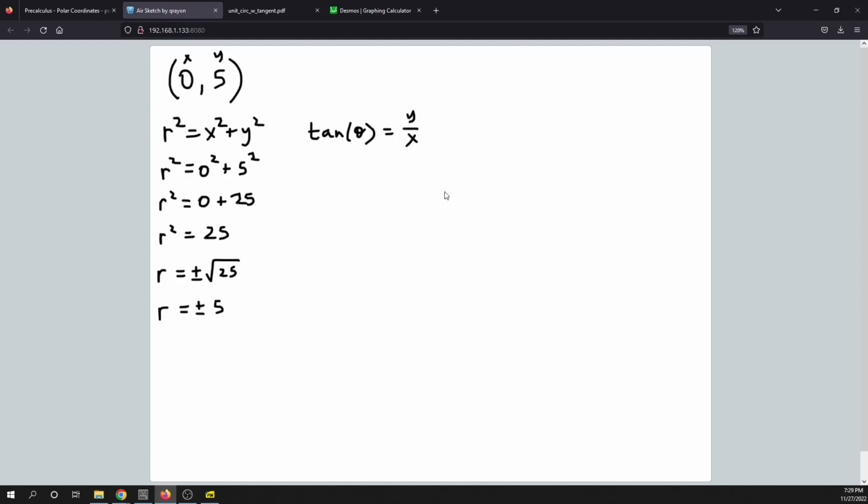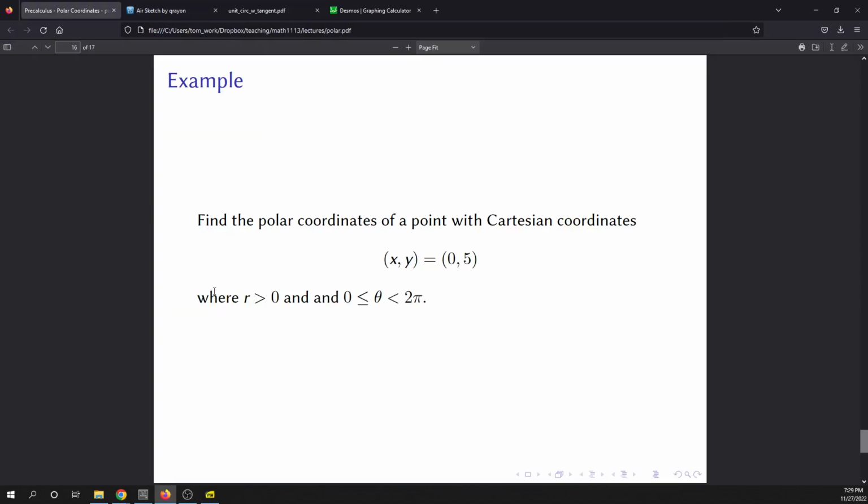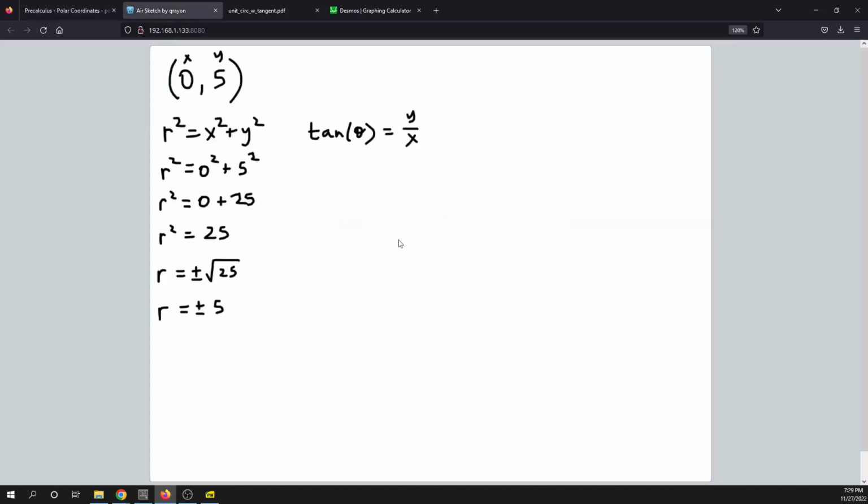Remember back in the statement of the original problem that they require that r be positive. So that means that we are going to go ahead and use the positive number. So here r equals 5. Okay, so we found r. Next up, we need to find theta.